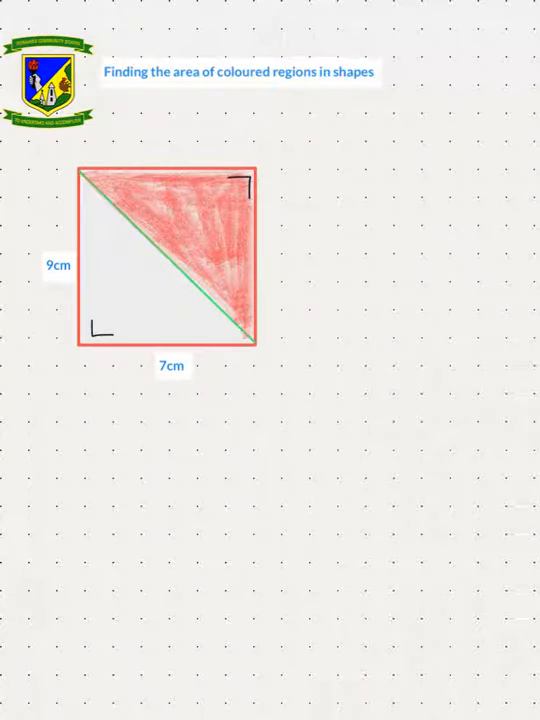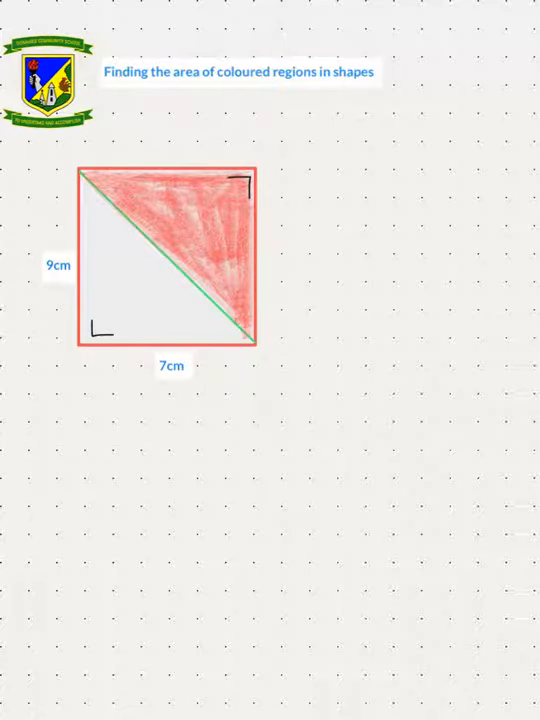In this video, we'll look at how to calculate the area of a coloured region within a shape. So in the first problem, we can see we've got a rectangle with the dimensions 9 centimetres by 7 centimetres. There's a right angle triangle shaded in red. I know it's a right angle triangle because of this symbol. That tells me that that corner is a 90-degree angle. And the question is, calculate the area of the red shaded part of this shape.